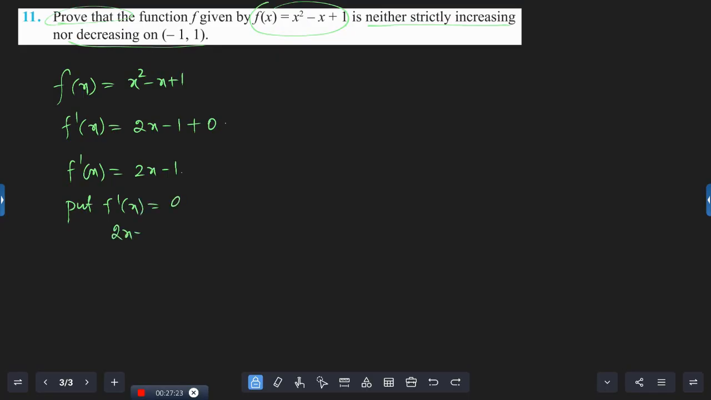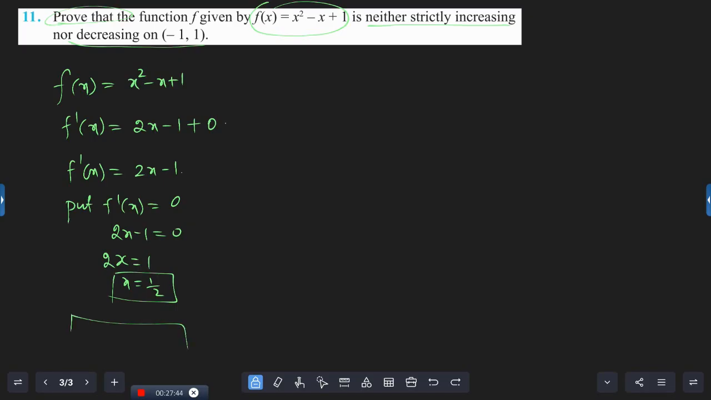So 2x minus 1 equal to 0. 2x equal to 1. What am I getting? x equal to 1 by 2. Our 1 by 2 should lie in the interval, then only it is correct. Yes, it lies in the interval. Not an issue. The x value must lie in the interval. Yes, it lies. Not an issue. So what is the interval?